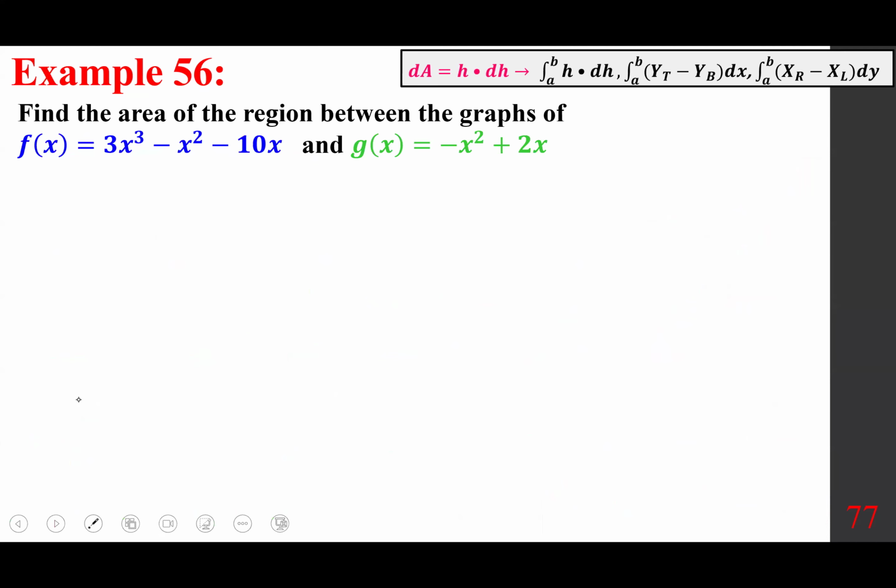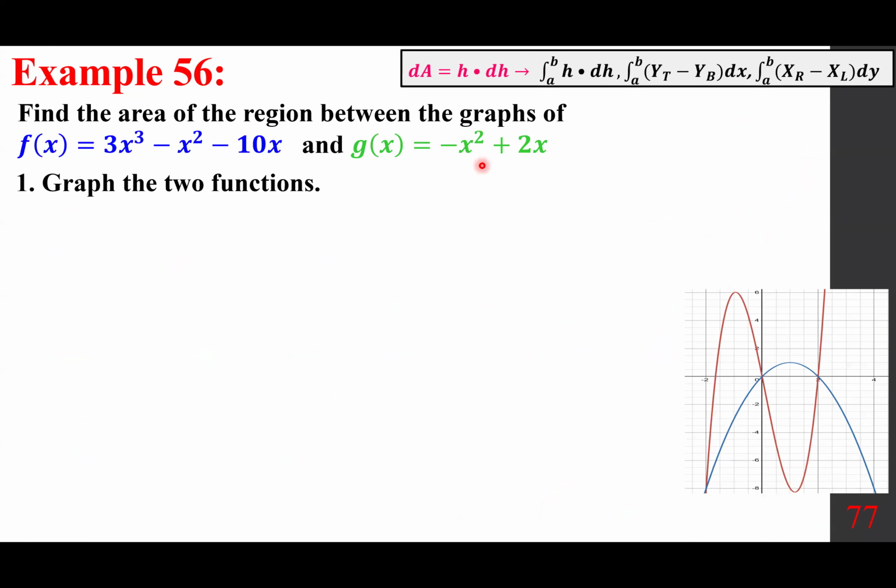You want to find the area of the region between these two curves, and you have to graph them in class. This is a cube function. This is a parabola. So graph the two functions. And this is the cube function. This is the parabola that obviously, minus x squared, opens down. And so what area are we interested in? This one and this one.